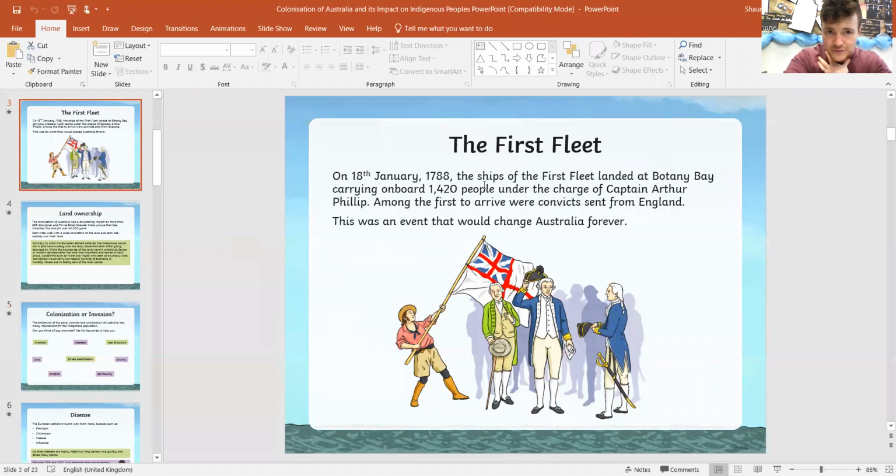Okay. So the First Fleet. So we've got a date now: on the 18th of January 1788, the ship of the First Fleet landed at Botany Bay, carrying aboard 1,420 people under the charge of Arthur Phillip.